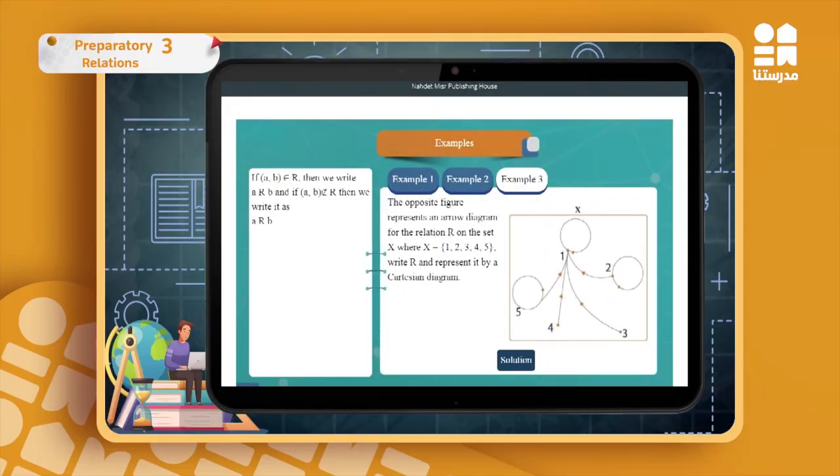The opposite figure represents an arrow diagram for the relation R on the set x where x equals {1, 2, 3, 4, 5}. Write R and represent it by a Cartesian diagram.